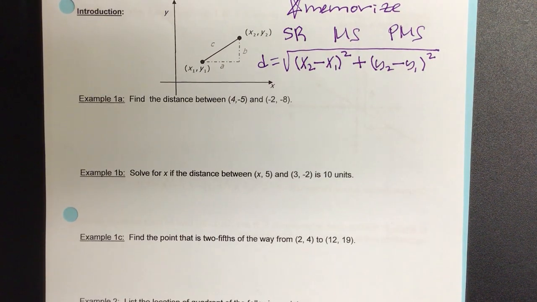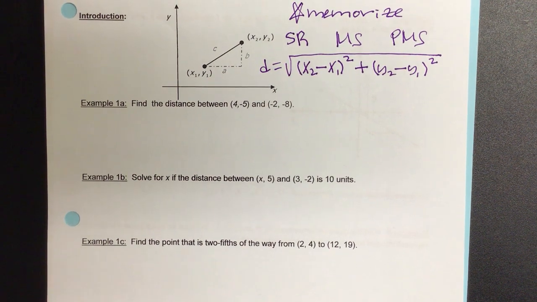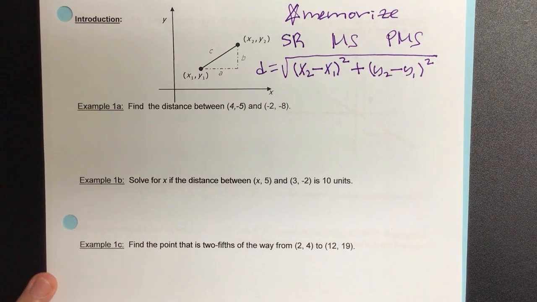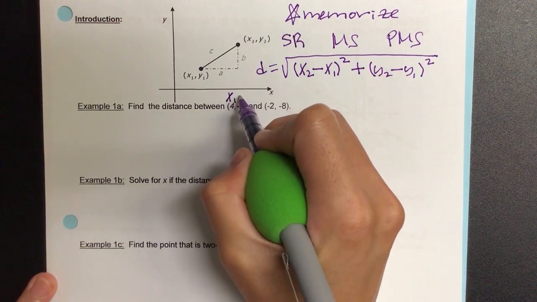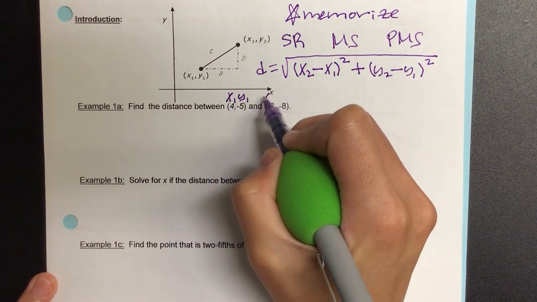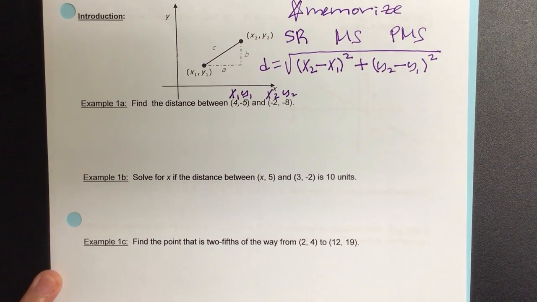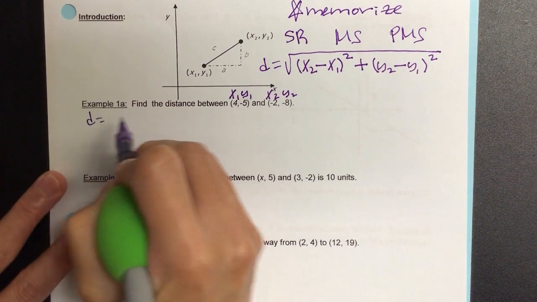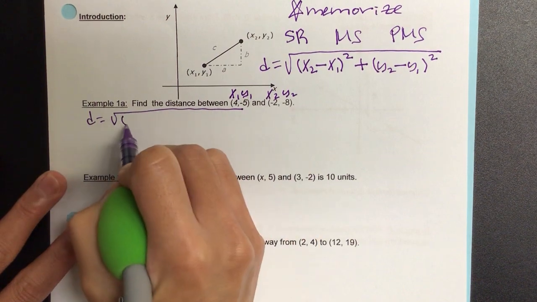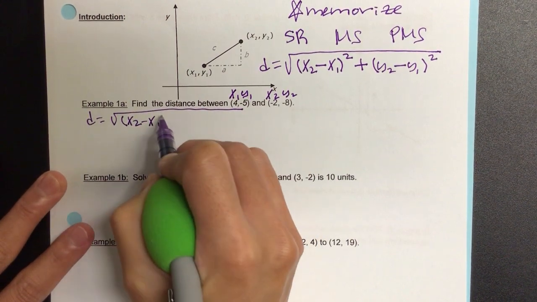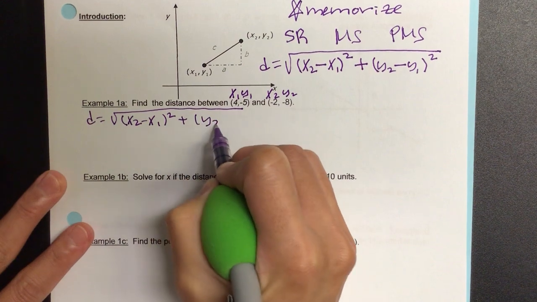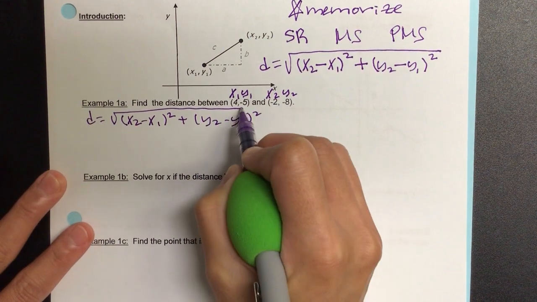All right, Luke, let's read example number 1A. Find the distance between (4, -5) and (-2, -8). So let's go ahead and label them. That's x1 and y1, x2 and y2. Should we write the formula every single time? Yes. The more you write, you'll naturally memorize. So let's write out our distance is equal to the long square root of x2 minus x1 all squared plus y2 minus y1 all squared.